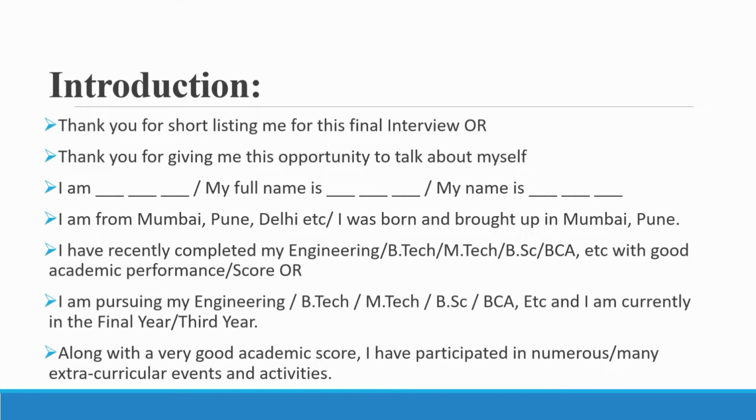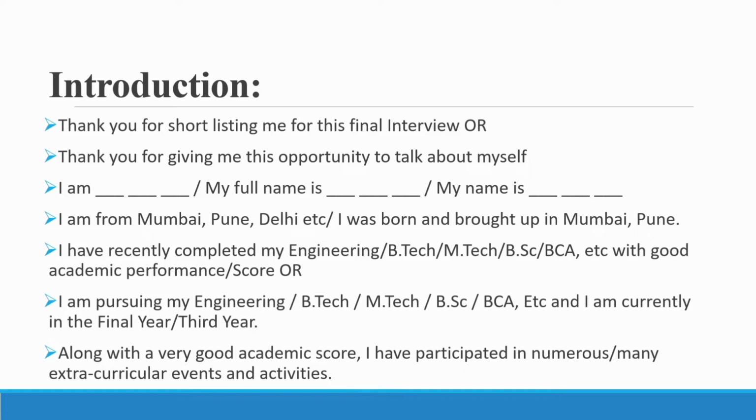So you will tell them I am, or my full name is, or my name is. I would suggest that you use my full name is because it gives clarity. The second thing is you can tell the location where you are from. For example, you can say I am from Mumbai, Pune, Delhi, etc. Or you can also say that I was born and brought up in Mumbai or Pune.